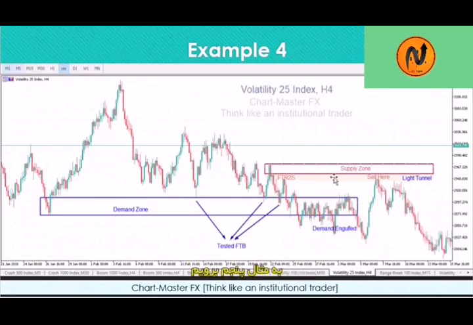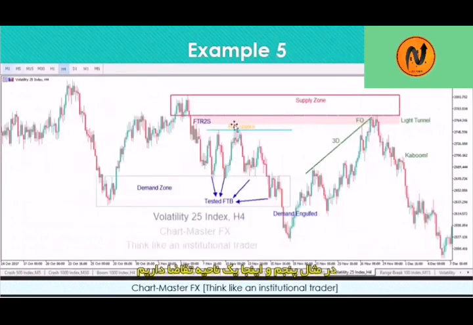So let's go to example number 5. So in example number 5 here, we have our demand zone here. Once we have our demand zone here, we can see that the supply zone was created on the upside, and you can see, guys, that we had an FTR to supply. The price failed to come back to the supply zone. So here you can draw your light channel.